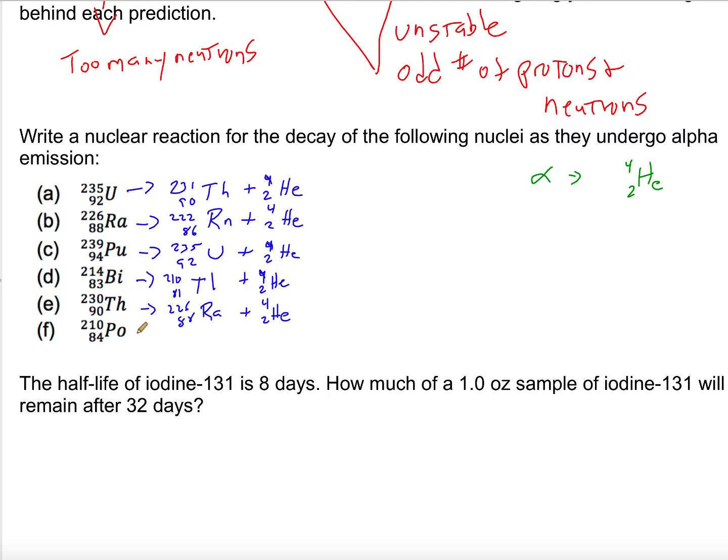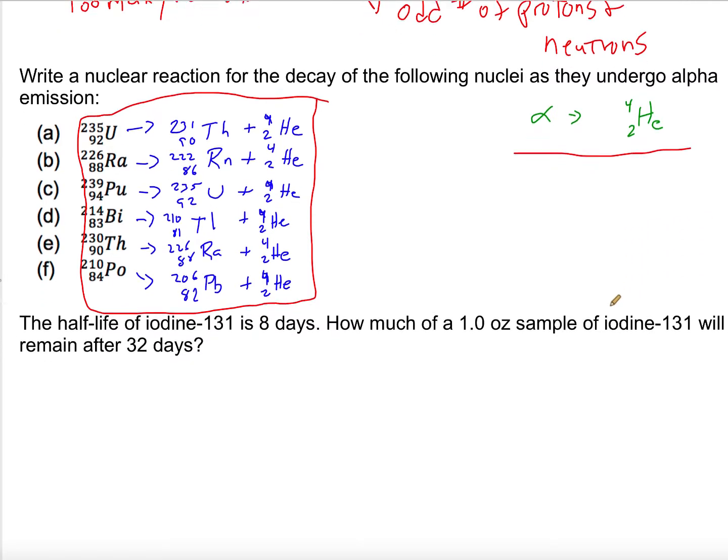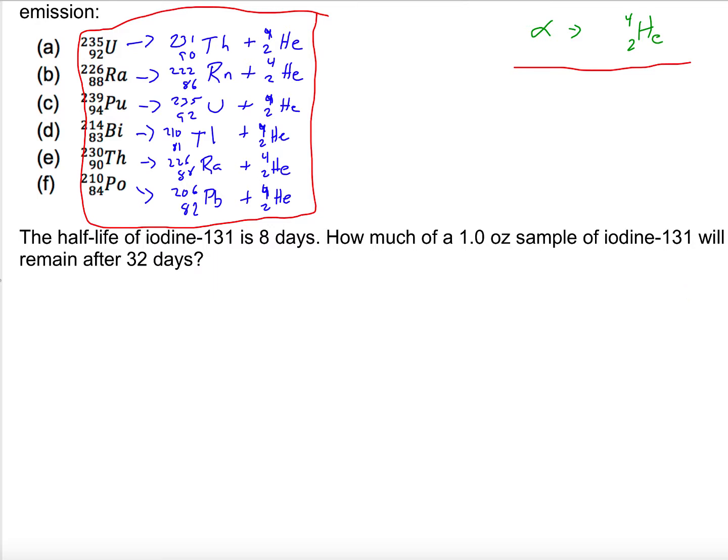And finally, polonium is going to decay to a mass of 206, 4 less than the 210 it had, an atomic number of 82, which is lead. So we put lead in there, Pb, plus a helium nucleus. So that gives us those equations, and that would give us the nuclear reactions that we are looking for. So the main thing to remember is that in an alpha decay, it is always a helium nucleus that is being given off. Now our last problem asks about the half-life problem.